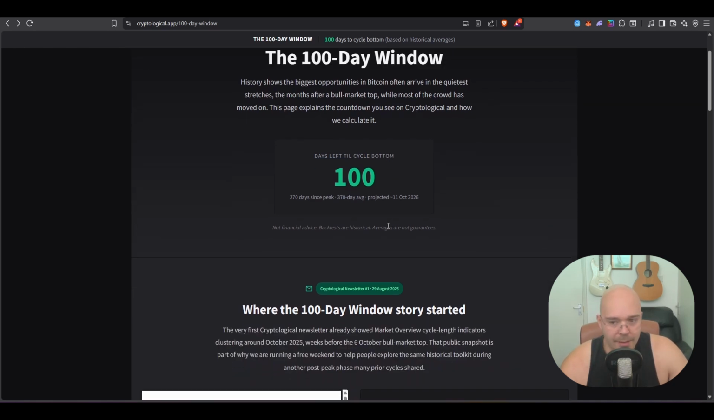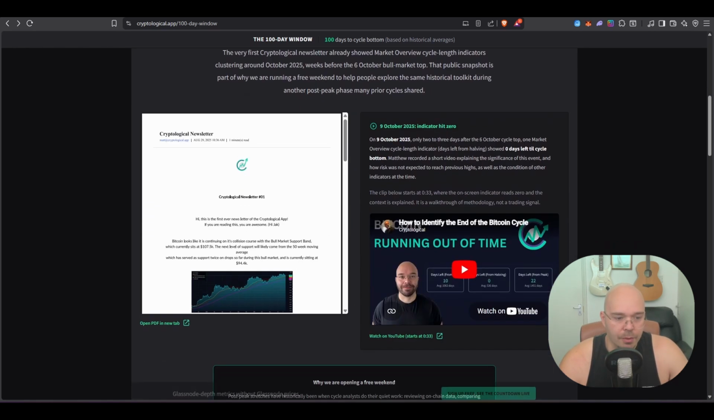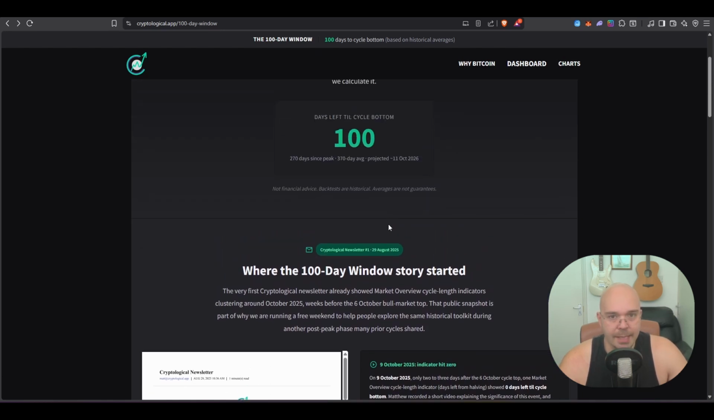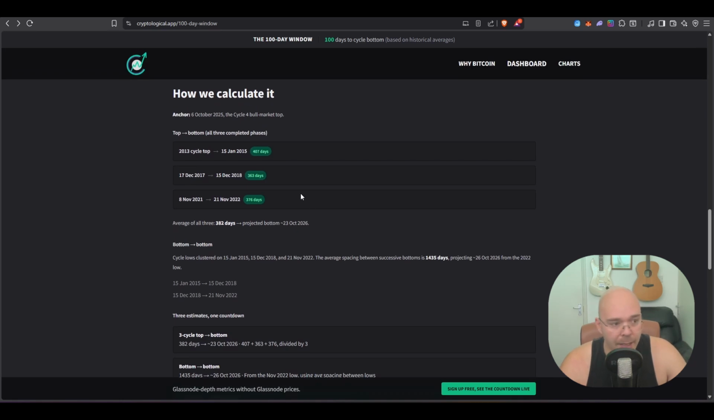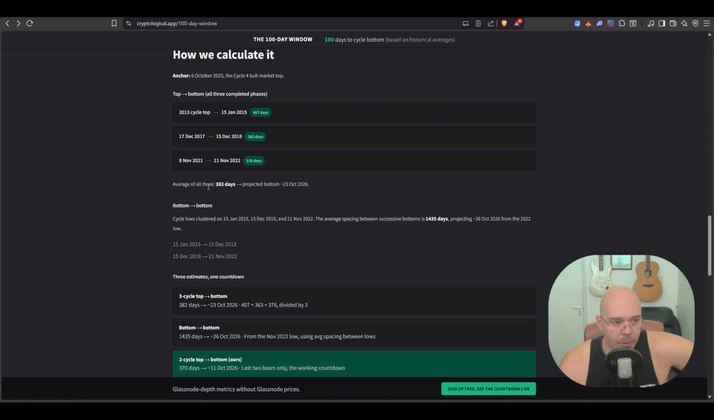Then we can see the average is around 370-ish days from the top to the bottom. Let's go down to where I've actually shown it. That would help, wouldn't it? So top to bottom, we got 407 days from 2013 to 2015. Then from 2017 to 2018, 363 days, and then 376 days for the third one, 2021 to 2022. Okay, cool. That's an average of 382 days, which puts a projected bottom at the 23rd of October 2026.